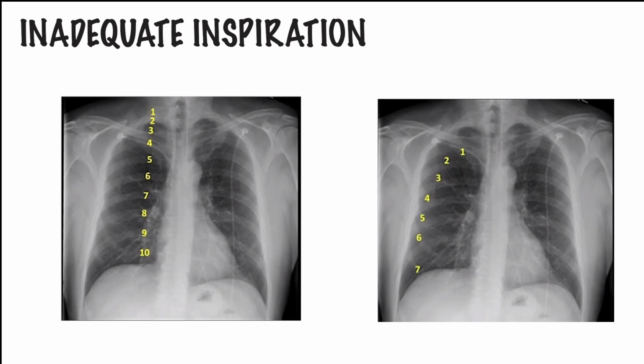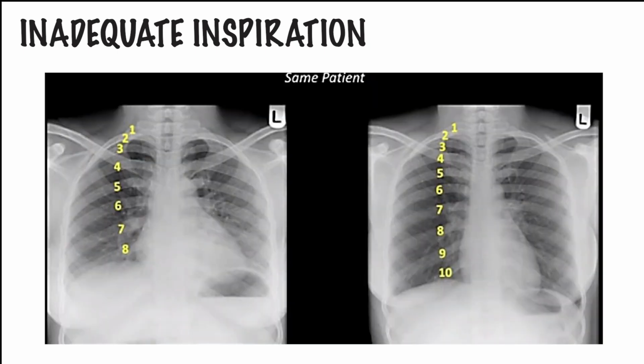Consequences of inadequate inspiration result in lung volumes that appear falsely low, lung markings that appear falsely prominent, giving an impression of pulmonary edema, and a cardiac shadow and mediastinum which appear falsely enlarged. Here are some images showing this.